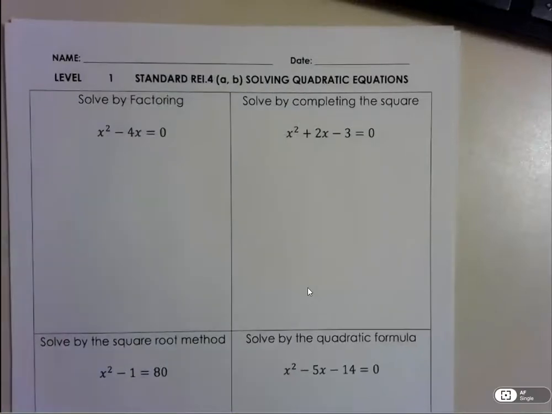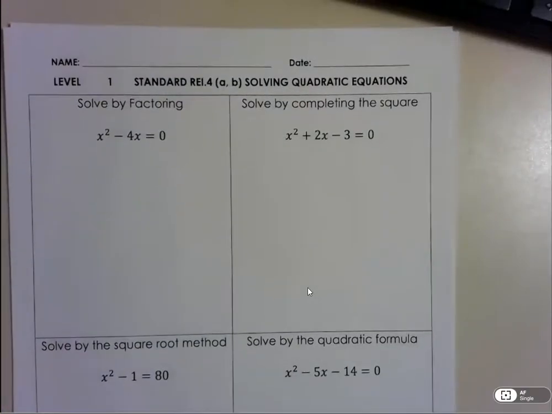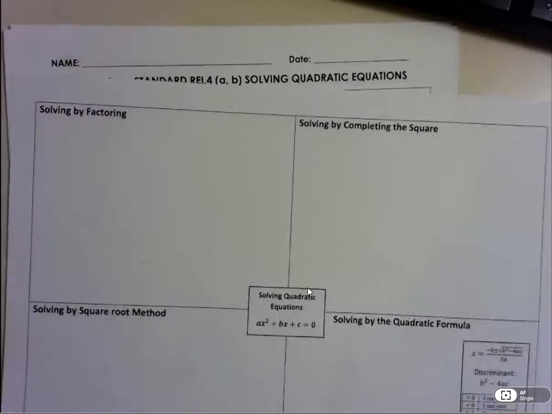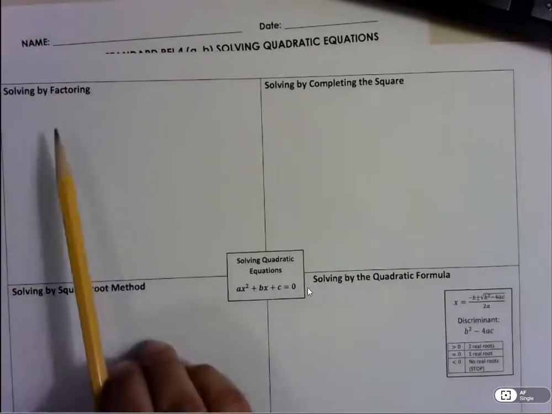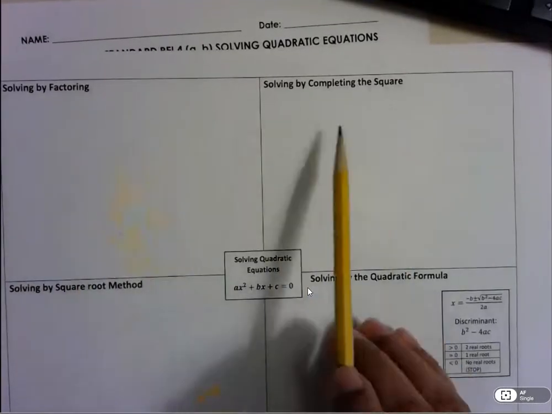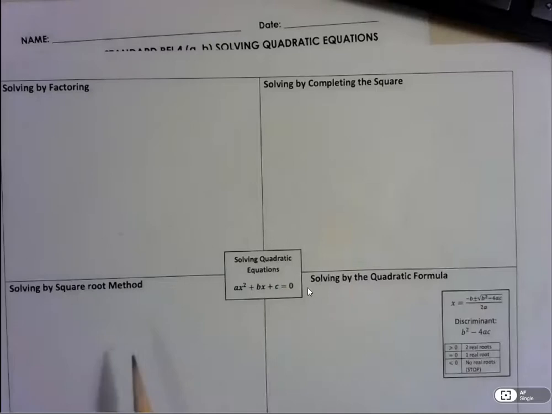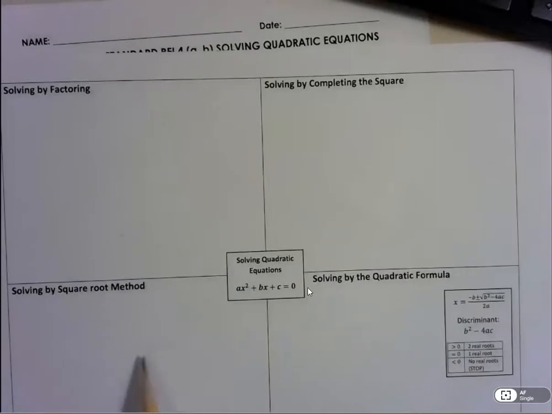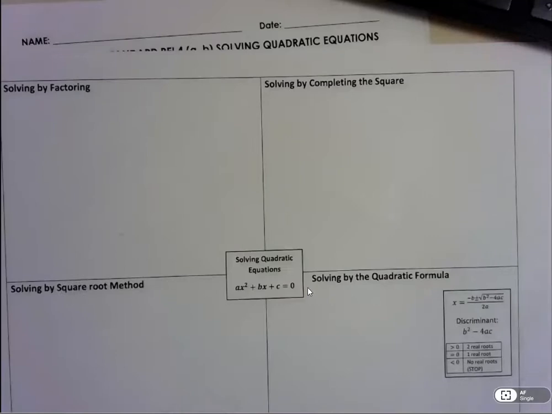In this video, we're going to go through the different methods of solving quadratic equations. And we have 4 different methods. We can solve by factoring if it's factorable, by completing the square, by the square root method if it's already in vertex form, and by the quadratic formula.